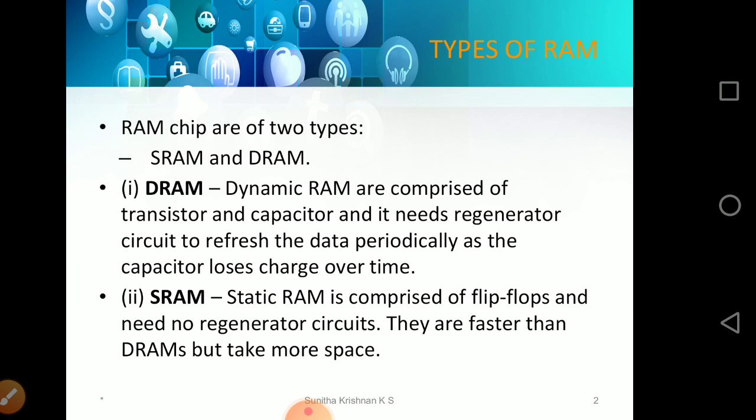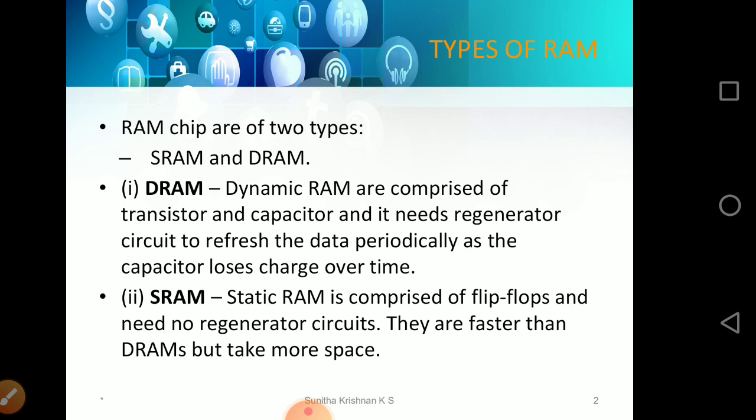In DRAM, the dynamic RAM, it is made up of electronic components, transistors and capacitors, and it also needs a regenerator circuit, that is, an extra circuitry is needed to retain the content inside that memory. So you have to refresh it periodically using that regenerator circuit. But in the case of static RAM, it's not like that. It is not needed to have a regenerator circuit to store the data. So that's the main difference between DRAM and SRAM.